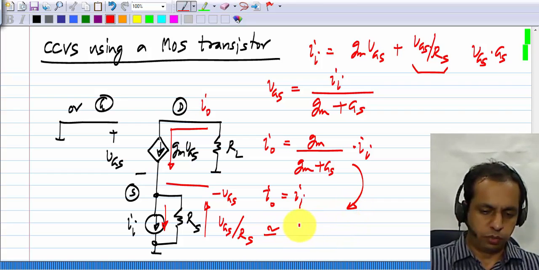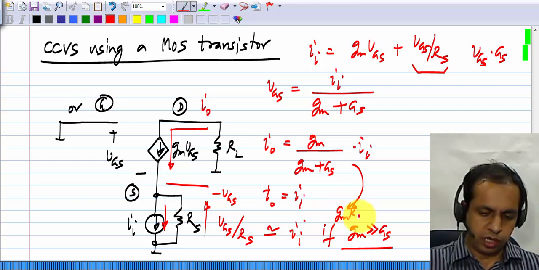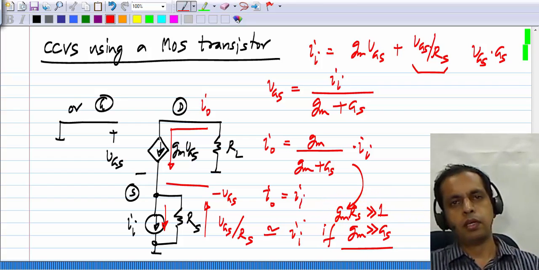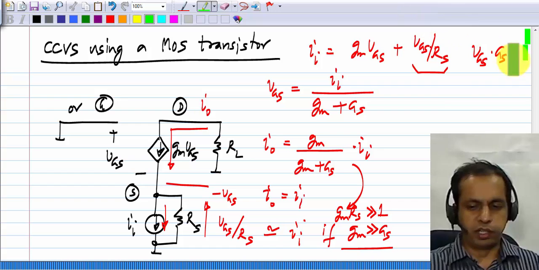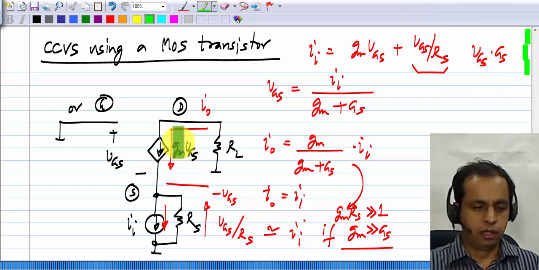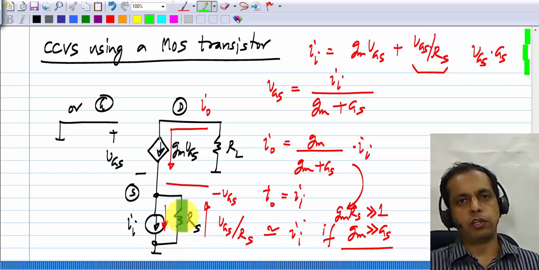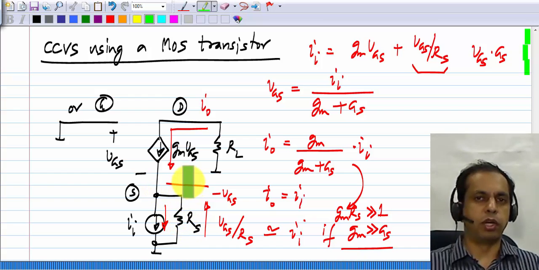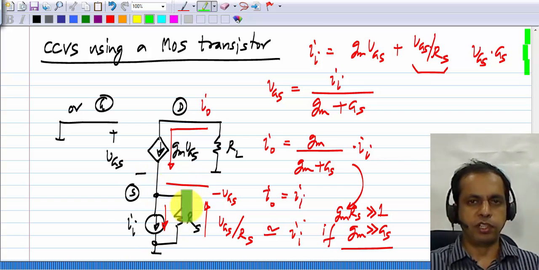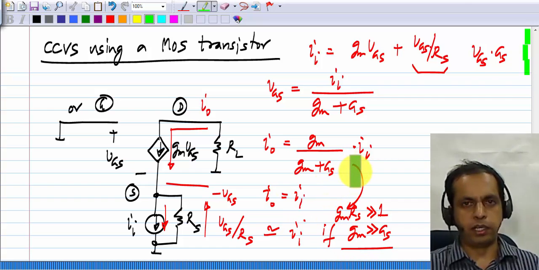It's approximately equal to II if GM is much greater than GS, or put another way, GM RS is much greater than 1. In fact, we have been seeing similar expressions everywhere, in case of the source follower, in case of the voltage controlled current source, and here as well. This is GM times whatever resistance is connected between its source and ground. It happens to be the load resistance in case of a source follower. It happens to be the resistance which defines the transconductance in case of a voltage controlled current source, and here it's the internal resistance of the input source. That must be much greater than 1. In that case, this behaves like a current buffer of gain 1.